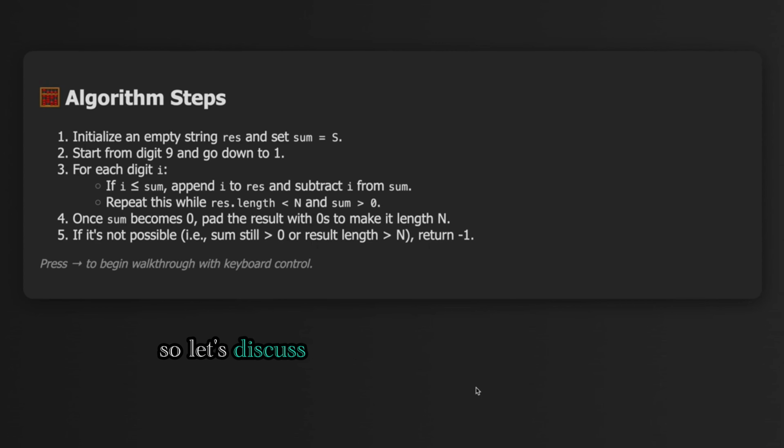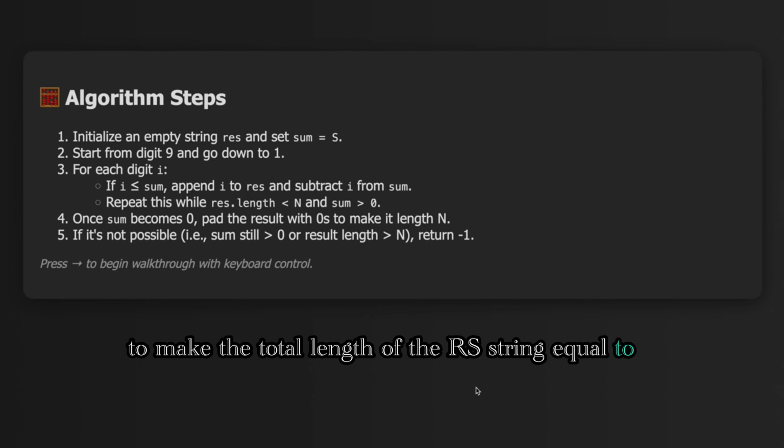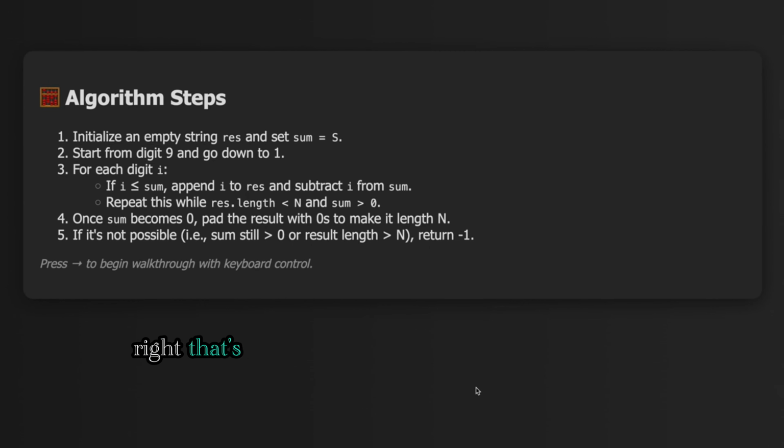So let's discuss both of these cases one by one. If the sum reaches 0, then it would mean that we have got the required digits, which sum up to the given input sum. Now we can break and pad the required number of zeros at the end to make the total length of the res string equal to n. That's what we will do if the sum reaches 0 and we have got the right digits.